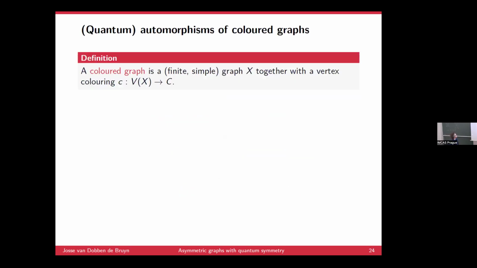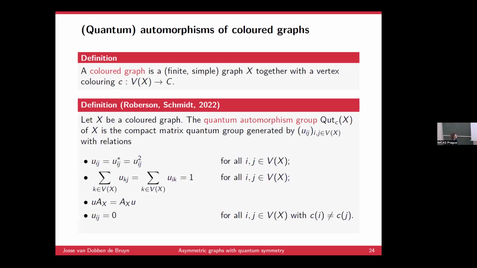Okay, so first, what is this colored graph? A colored graph is a graph X together with a vertex coloring. I'm not assuming that it's a proper coloring, so adjacent vertices are allowed to have the same color. It's just any function from the vertices to some set of colors. And for the quantum automorphism group of the colored graph, we add this extra relation that vertices with different colors are not mapped to each other. So the colors are kind of like forcing orbits to be smaller.